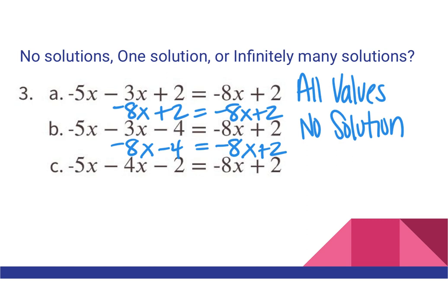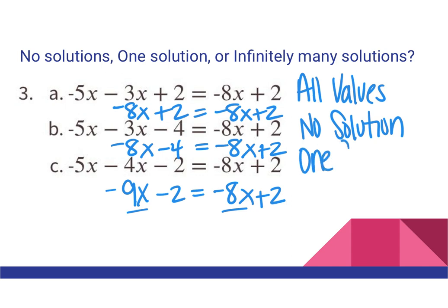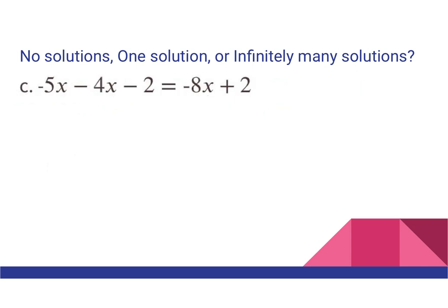The last one, I'm going to go ahead again and combine those x terms. So I got negative 9x minus 2 is equal to negative 8x plus 2. We got different number of x terms, so I have one solution. So this is the one that I am going to be solving. So let's go ahead and get into it. So again, I'm going to combine those x terms.